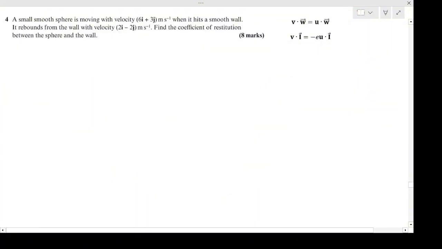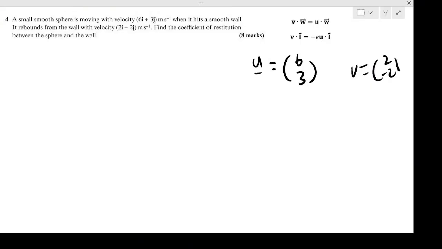But there we are. So we've got this final vectors question here. Here we're told a small smooth sphere is moving with velocity 6i and 3j. When it hits a smooth wall, it rebounds from the wall with velocity 2i minus 2j. So we're told both u and v here. So u is (6, 3), and v is (2, -2). Hopefully happy with that.